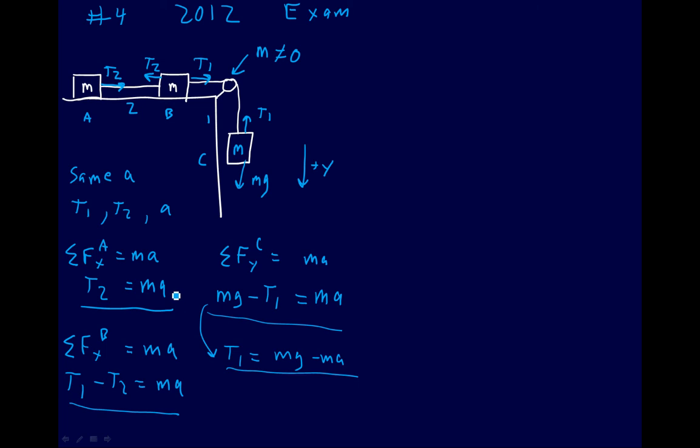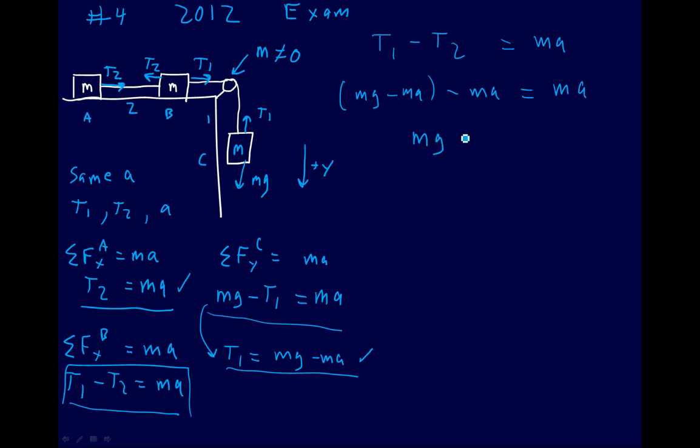And then I'm going to plug T2 and T1 into my equation over here, where I have T1 and T2. So I'll write that over here. T1 minus T2 equals ma. Now for T1, I've just got mg minus ma. And then for T2, it's ma, and that equals another term of ma. And so if you take this equation and bring all the pieces with a to one side, you get mg equals 3ma.